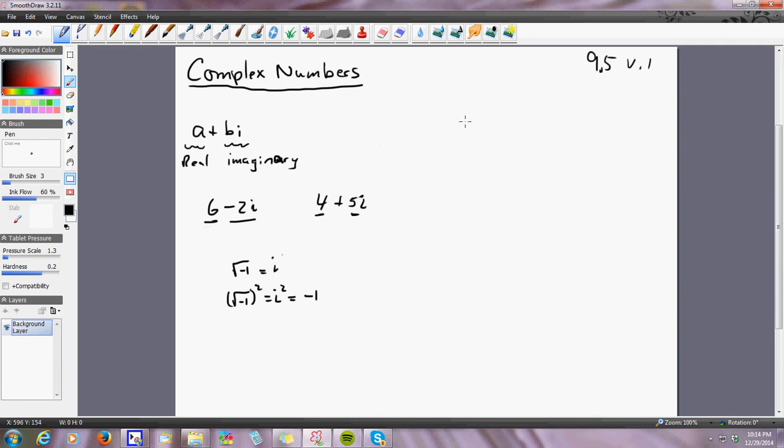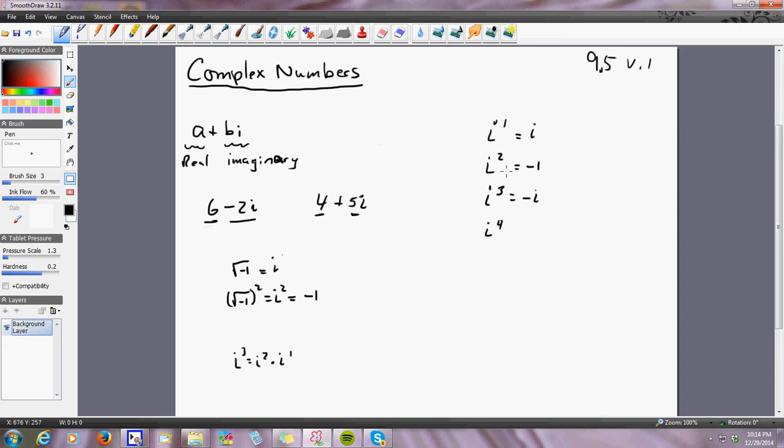So I'm going to say that i to the first equals i. I think that's pretty self-explanatory. But I just said that i squared equals negative 1. i cubed, I'm going to do some work down here, is equal to i squared times i to the first. But i squared is negative 1, and i to the first is i, so i cubed really equals negative 1 times i, which is a negative i.